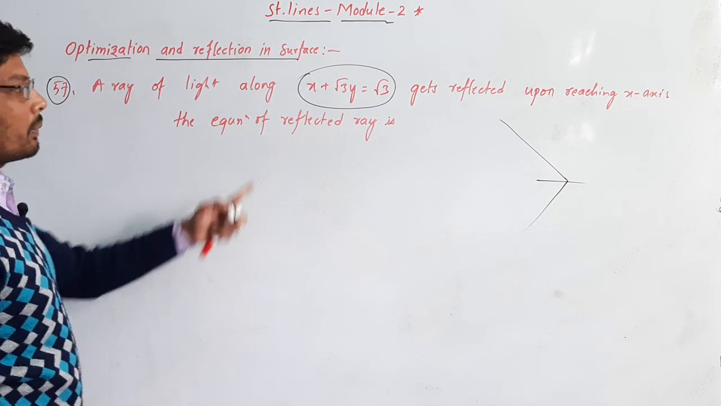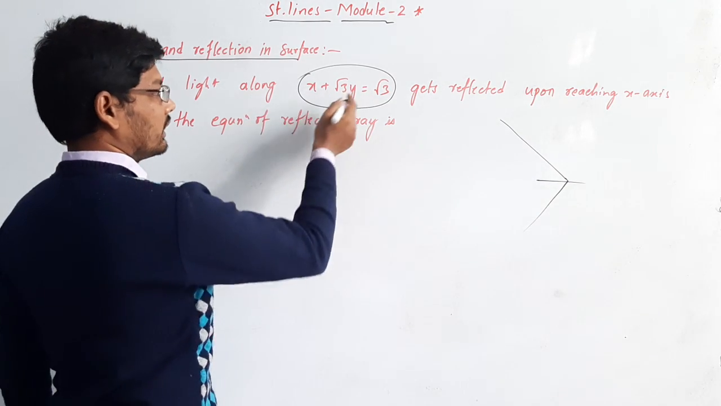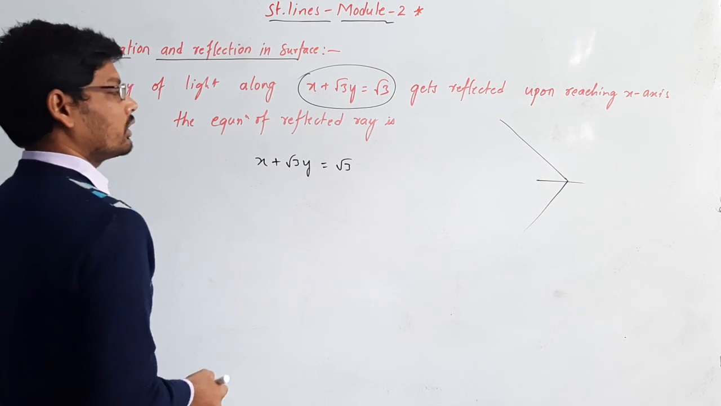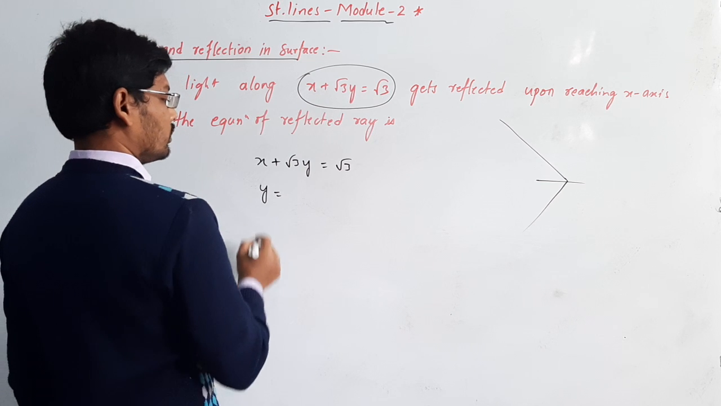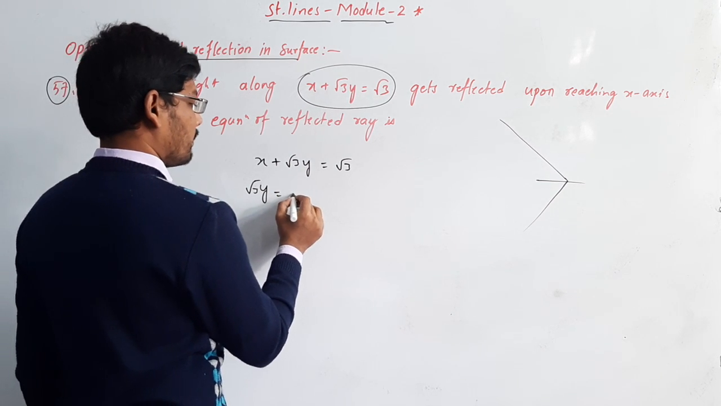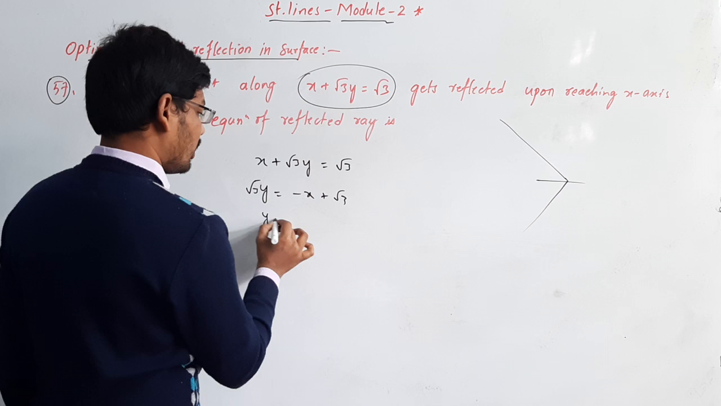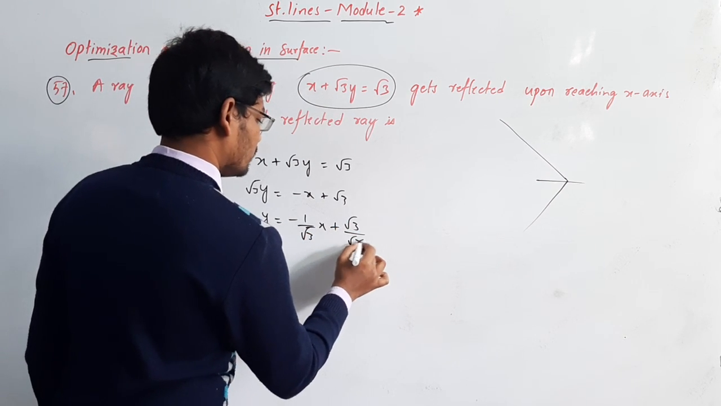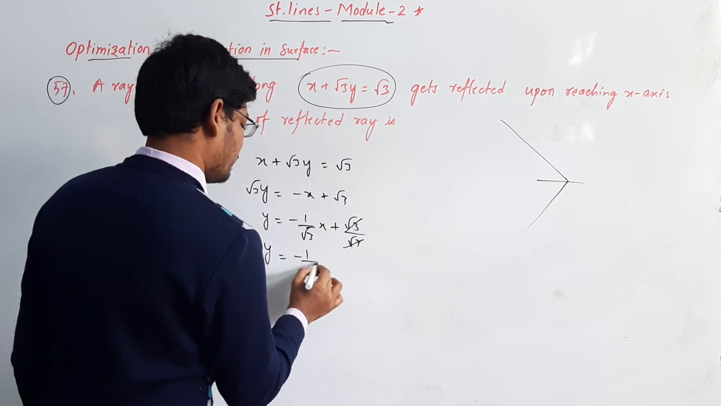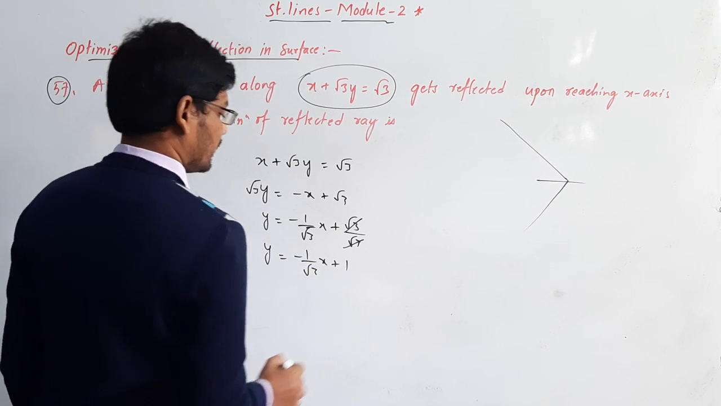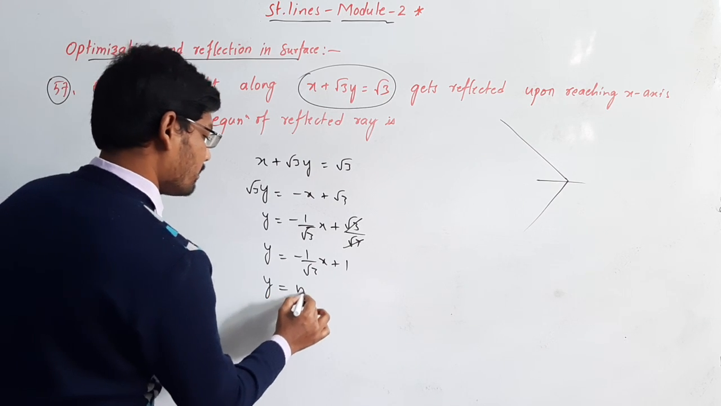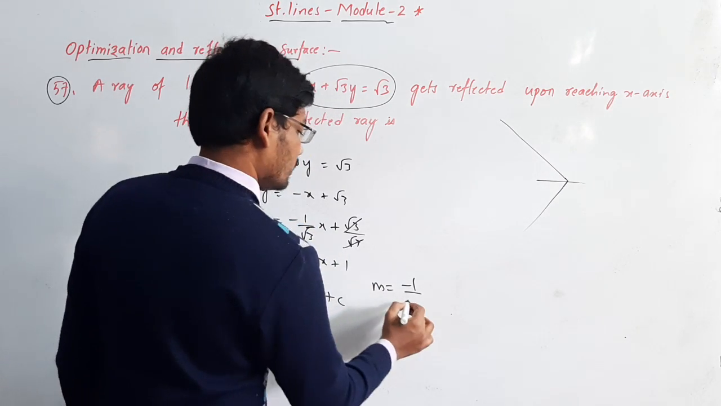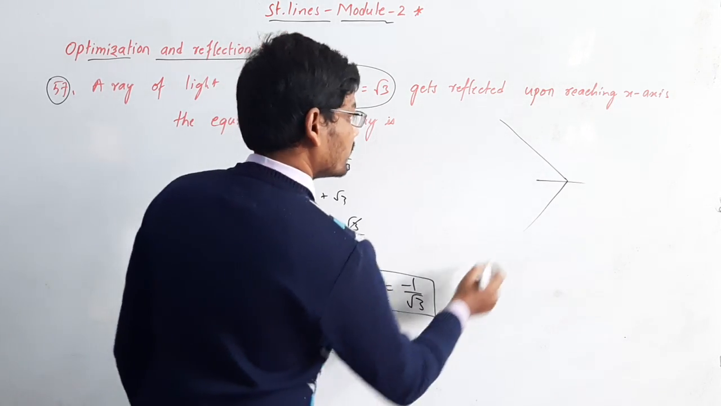First of all, the slope of this line, x plus root 3y is equal to root 3. Root 3y is equal to minus x plus root 3, so y is equal to minus 1 by root 3 x plus root 3 by root 3. The root 3 cancels, so y is equal to minus 1 by root 3 x plus 1. Comparing with y is equal to mx plus c, m is equal to minus 1 by root 3. This is the slope of this line.